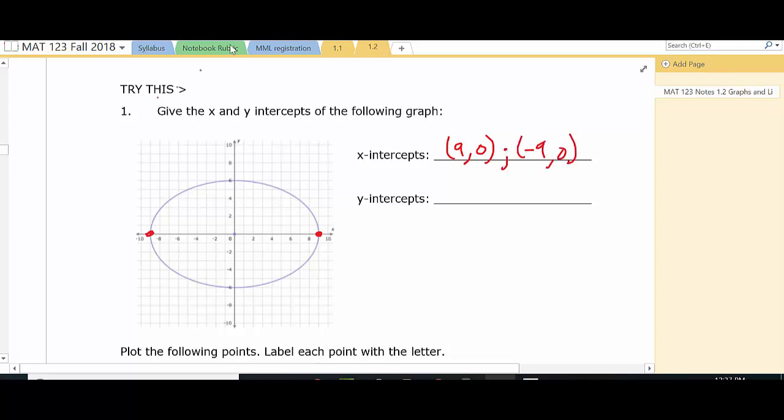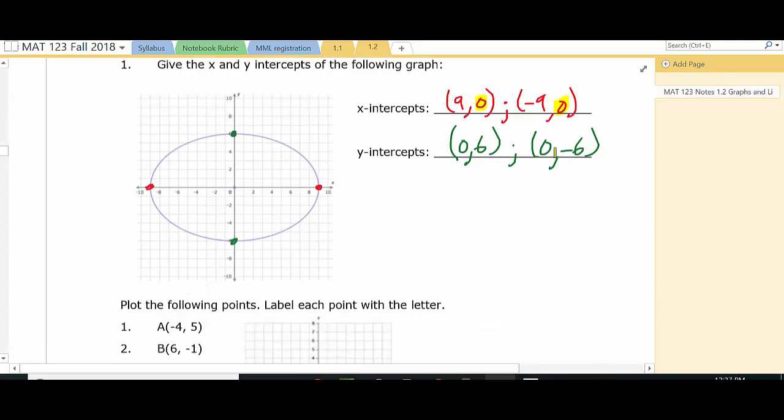Now, if you look at the y-intercept, how do you say that? 0, then 6. Y is 6. Y is up and down. X is left and right. And then the other one would be 0, negative 6. So what I want you to see is that when you have an x-intercept, you're on the x-axis. You don't move up and down. So that's why that's 0. Does that make sense?